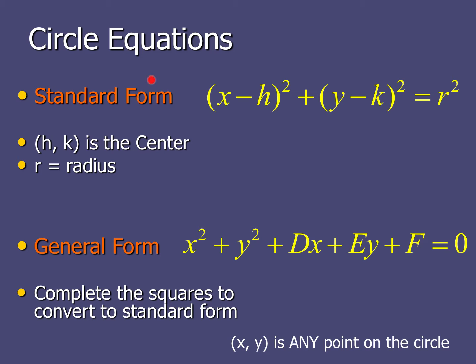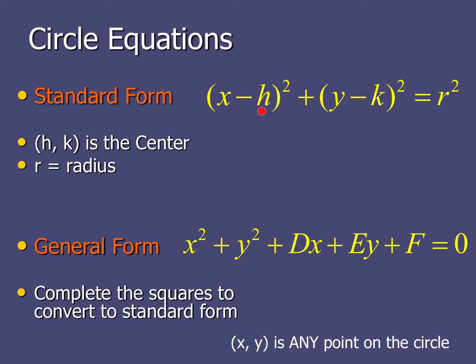The first is the more useful of the two, and it's called standard form or center radius form. The reason that it's helpful is because in the form, we can actually see the center of the circle and the radius. It will be equal to whatever the radius is squared. So for example, if this is 25, we would know from that the radius of the circle is 5.